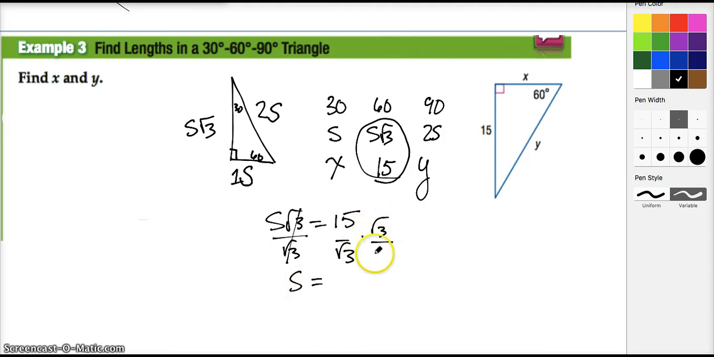I need to rationalize the denominator, which means to multiply the top and bottom by the square root of 3 in this case. So I get 15 root 3 over 3, and then that gets me 5 root 3. So S is equal to 5 root 3, which means X is equal to 5 root 3, and Y is double that, it's going to be 10 root 3.